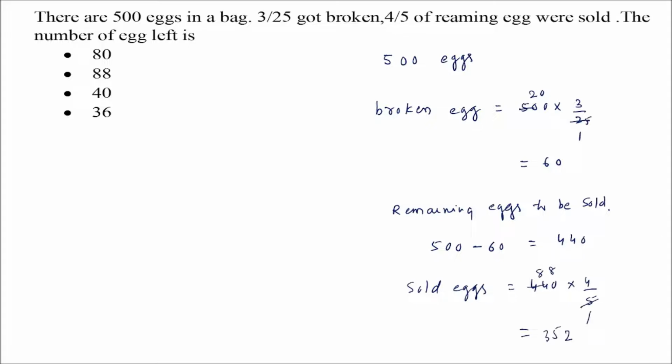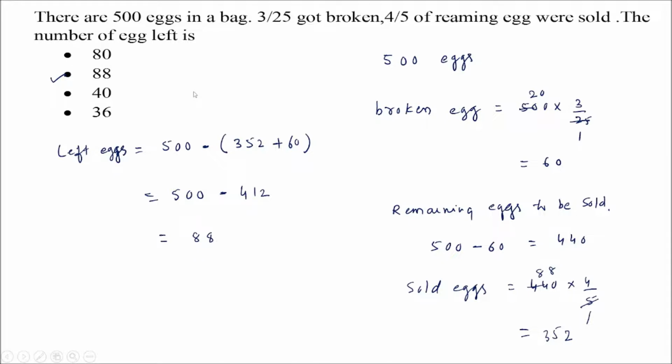We have to calculate the number of left eggs. So left eggs is equal to 500 minus sold eggs 352 plus broken eggs 60. So it is 500 minus 412. This is equal to 88. That means our answer will be this.